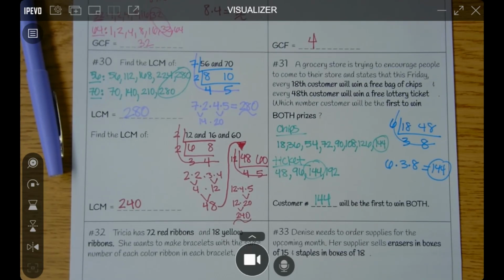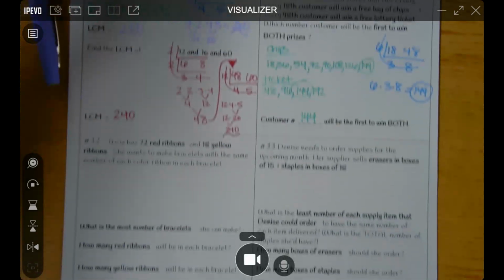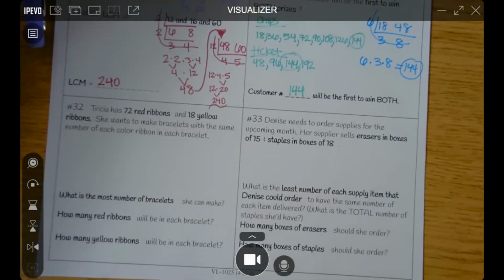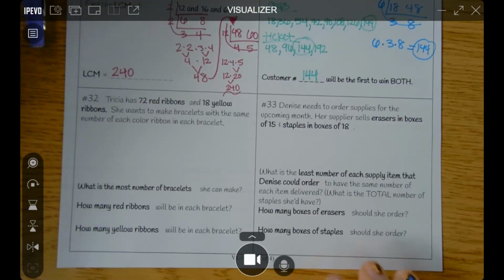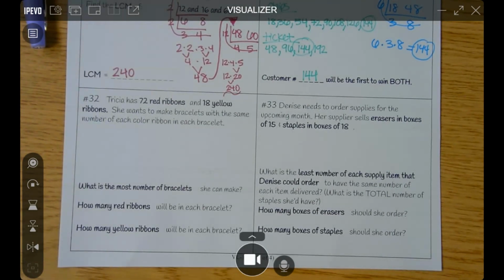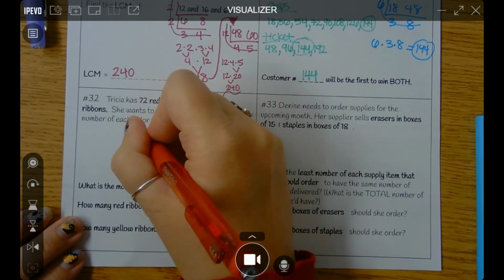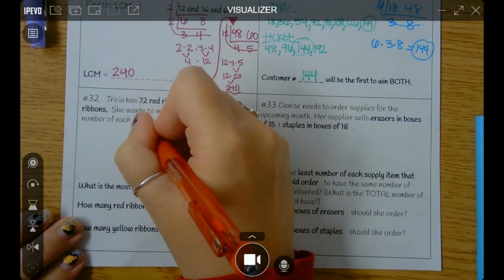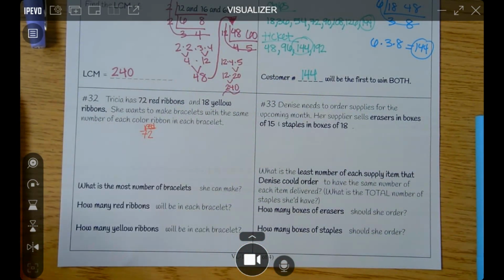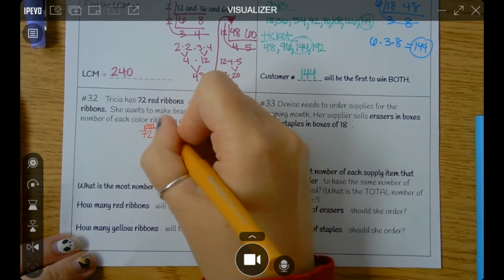Okay. Our next problem says Trisha has 72 red ribbons and 18 yellow ribbons. She wants to make bracelets with the same number of each color ribbon in each bracelet. So what's the most number of bracelets that she can make? Okay, so she's going based upon what she already has. So is that a GCF or an LCM? It's a GCF because you're trying to look at how many groups can I create based upon what I already have in my possession. So I have 72 red ribbons, okay, and I have 18 yellow ribbons.